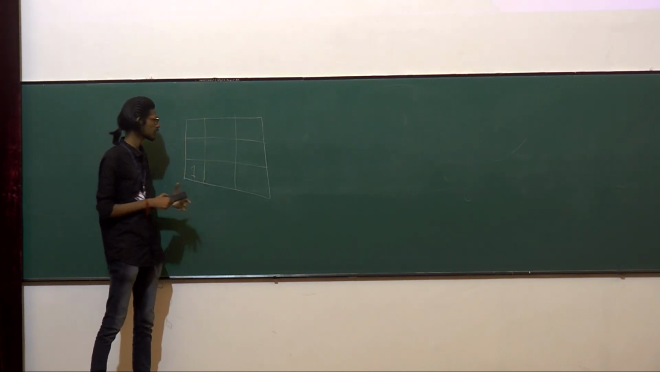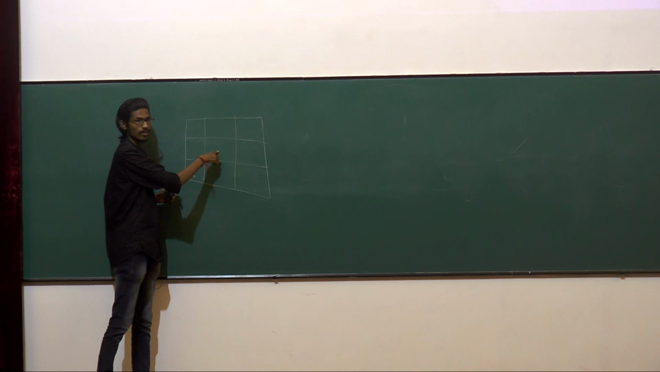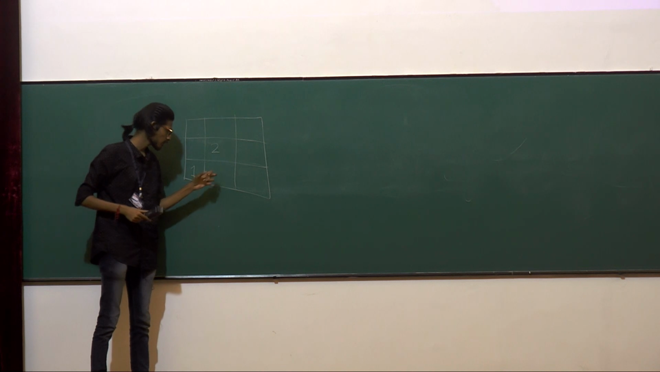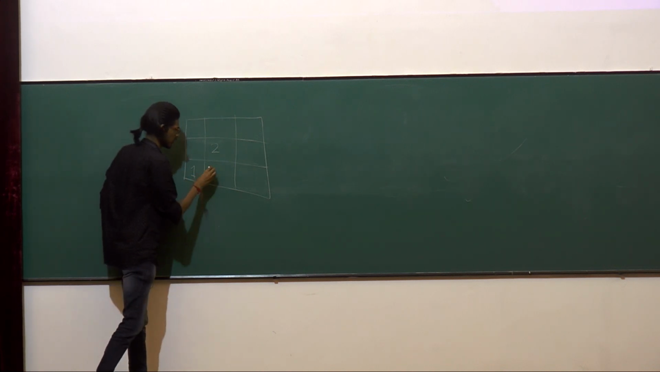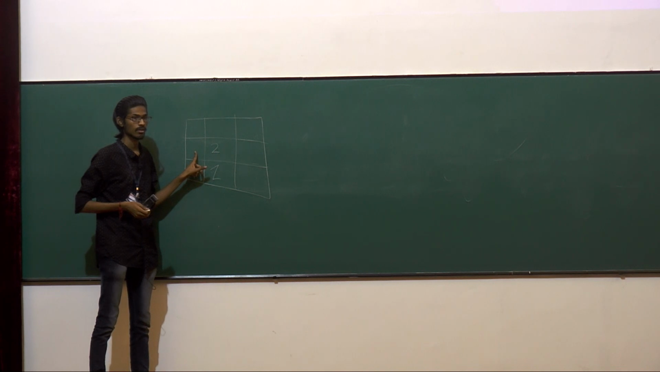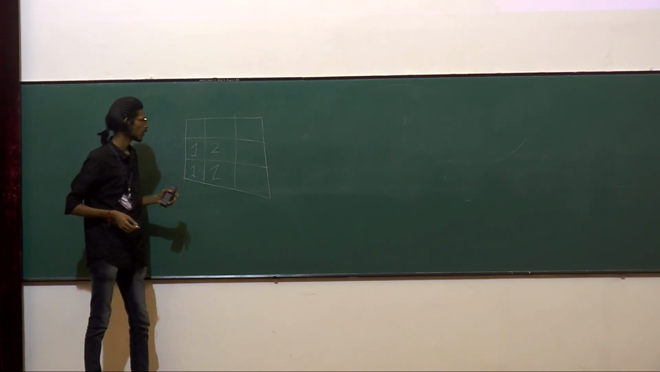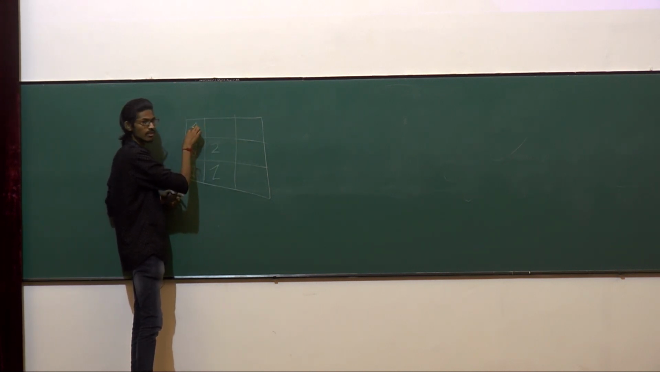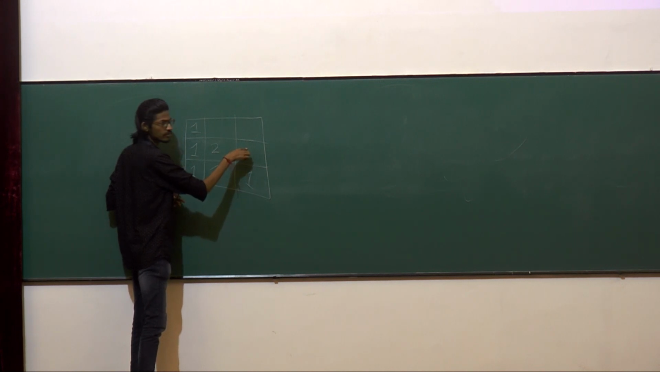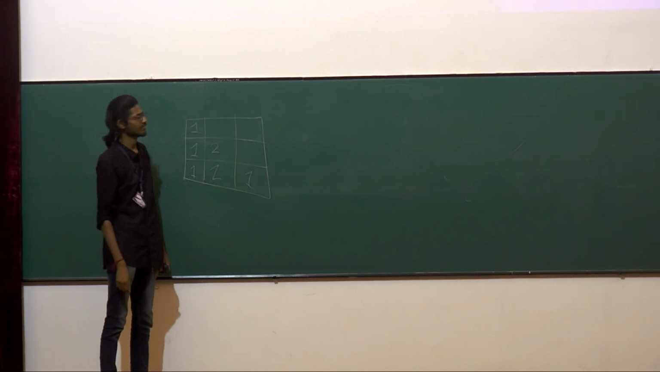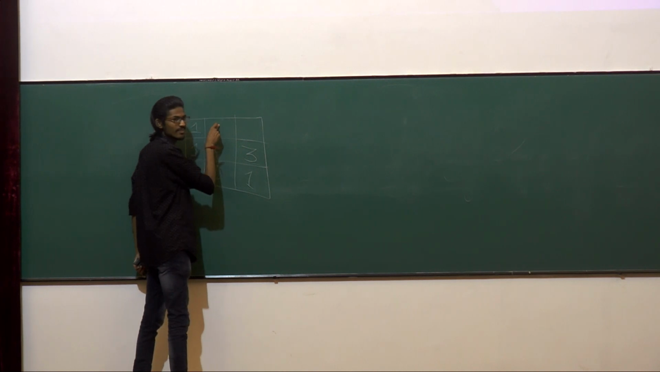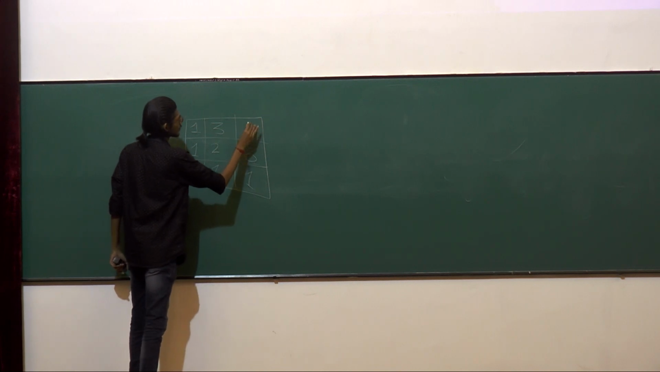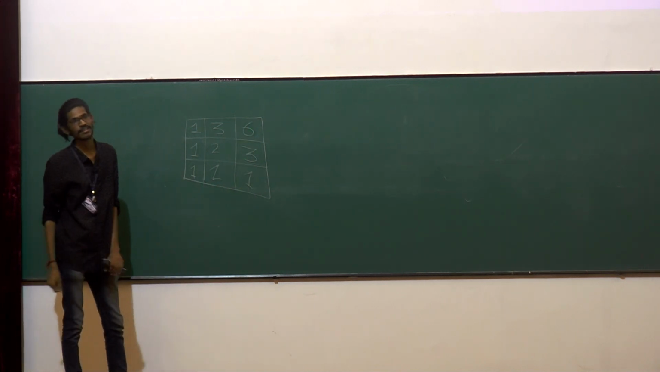Now find the number of ways to reach this block. How much is it? 2. Okay, the number of ways to reach this block, and the number of ways to reach this block. Let's just fill this table. This is also 1, this is also 1, and this is 4. Oh sorry, 6. Perfect. Do you see any pattern?